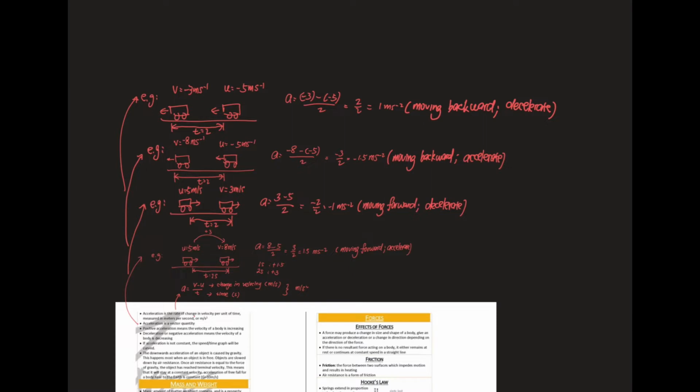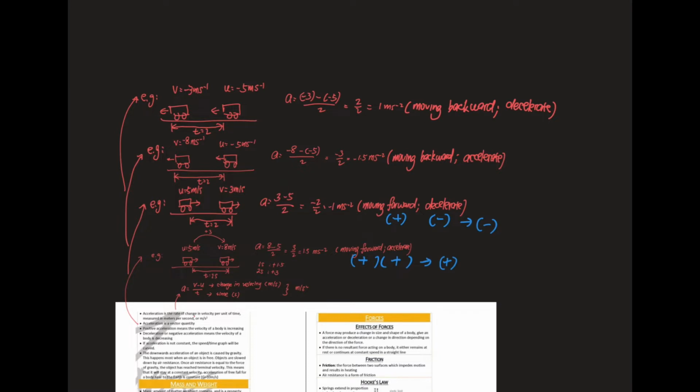So the conclusion is, how do we know if it is positive or negative? There is a technique. If they are moving forward, positive. Accelerate, positive. Positive times positive, you end up with positive. Moving forward, positive. Decelerate, negative. Positive times negative, end up with negative. So that's why you can see this is a positive answer and this is a negative answer.